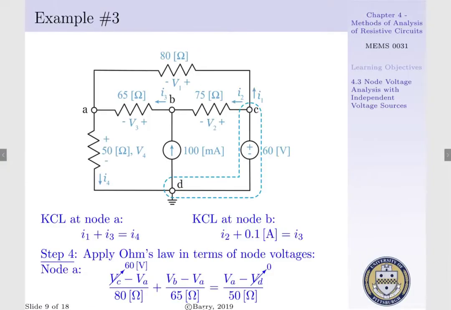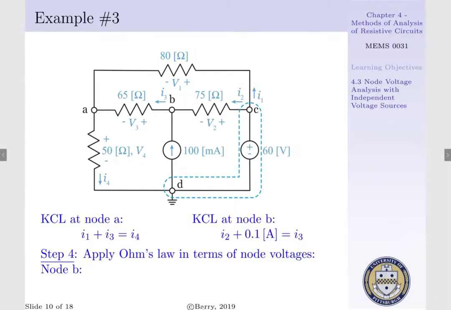Starting with node A, we have I1, which can be expressed as VC less VA over 80 ohms, where VC is equal to 60 volts, plus I3, which can be expressed as VB minus VA per 65 ohms, is equal to I4, which can be expressed as VA minus VD per 50 ohms, where VD is equal to 0 volts.